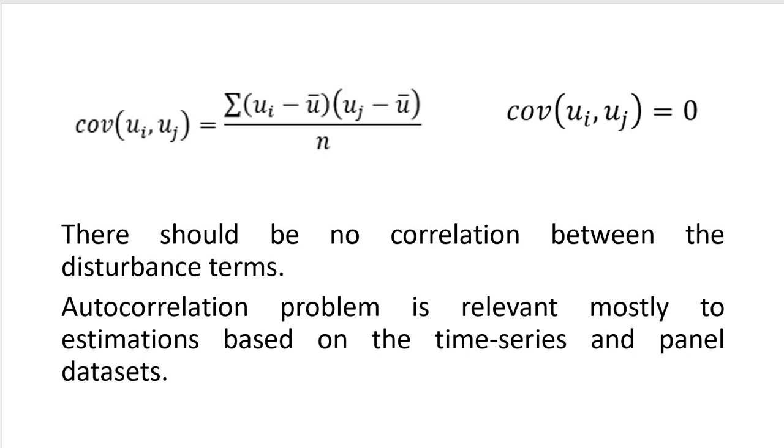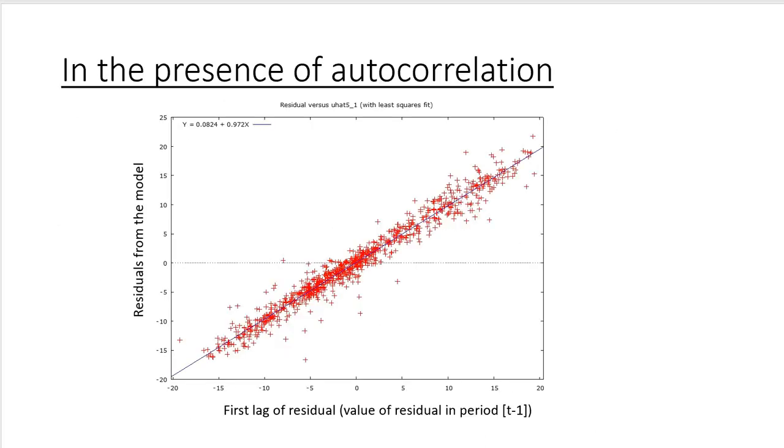And again, even though we can use some formal tests, we can also do some informal visual analysis. Here on the vertical axis, I've got the residual, and on the horizontal axis, I've got the first lag of the residual, so the value of the residual in the previous period, t minus 1. You can notice a pretty linear fashion, and we can conclude on the presence of positive autocorrelation. So a higher value of the residual in period t minus 1 leads to a higher value of the residual in period t.